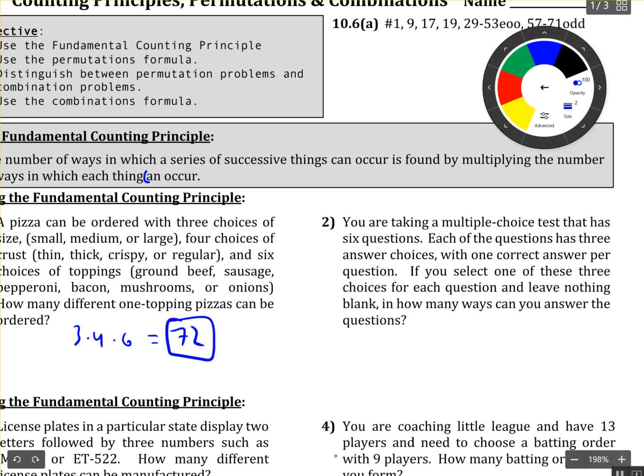You are taking a multiple choice test that has 6 questions. Each of the questions has 3 answer choices with 1 correct answer per question. You select one of these 3 choices for each question and leave nothing blank. In how many ways can you answer the questions? So I've got 3 options for the first question, times 3 options for the second, times 3 for the third, fourth, fifth, sixth. So that's 3 to the sixth, which is, let's see, 3, 9, 27, 81, 243, so 729.